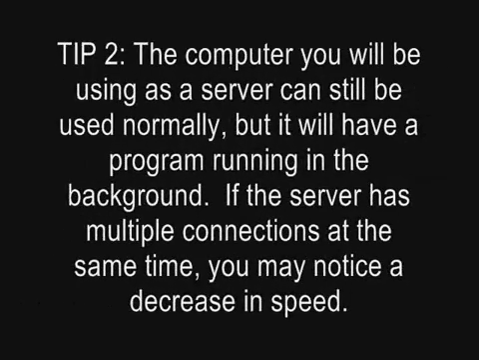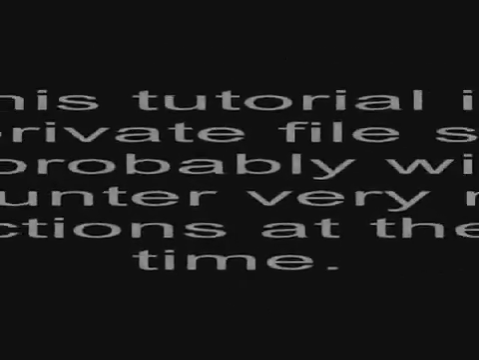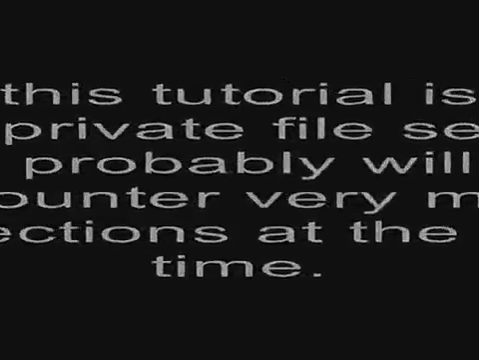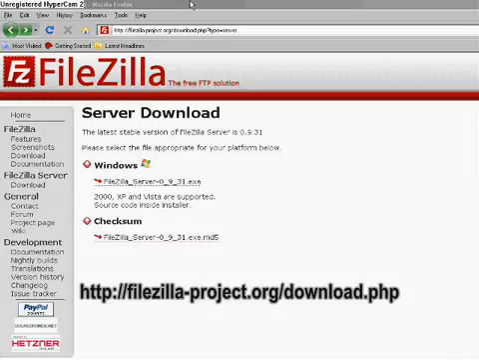The computer you will be using as a server can still be used normally, but will have a program running in the background. If the server has multiple connections at the same time, you may notice a decrease in speed. Since this tutorial is about small private file servers, you probably will not encounter very many connections at the same time. First, download the FileZilla FTP server software for Windows in the page listed below.